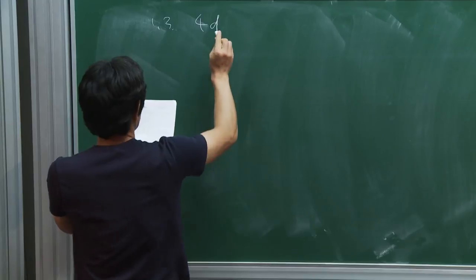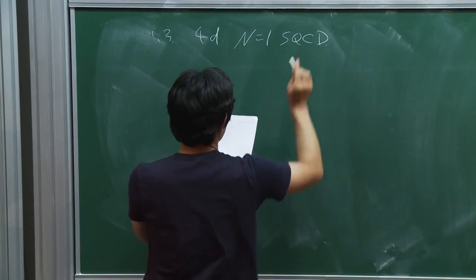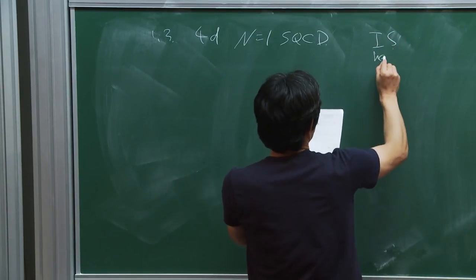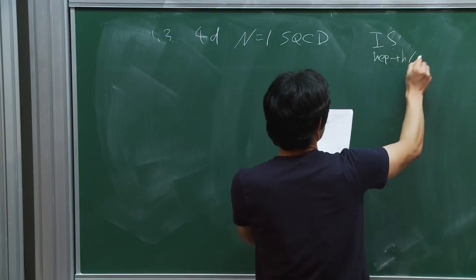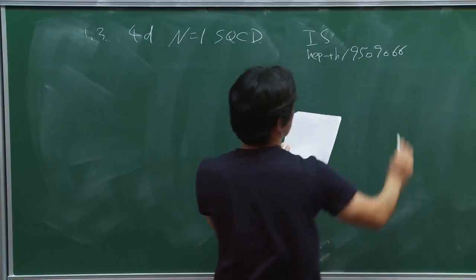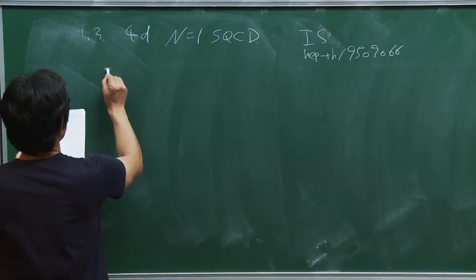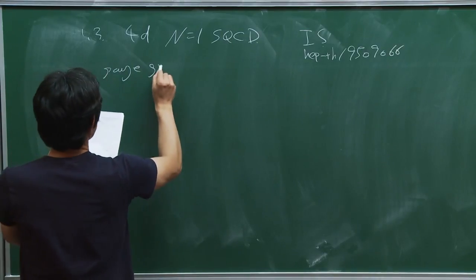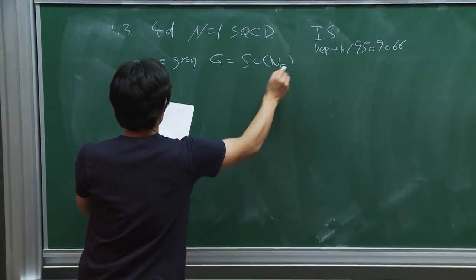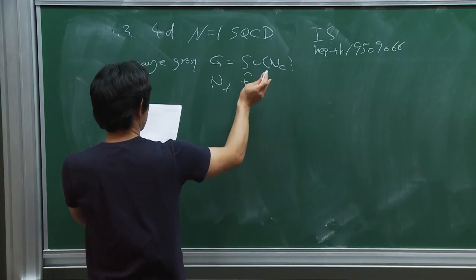Finally, I will explain a bit about 4D N=1 super QCD very, very briefly. If you don't know much about this, you can consult the famous review by Intriligator and Seiberg. This theory has gauge group SU(N_c) and N_f fundamental flavors. Fundamental means the fundamental representation of SU(N_c).